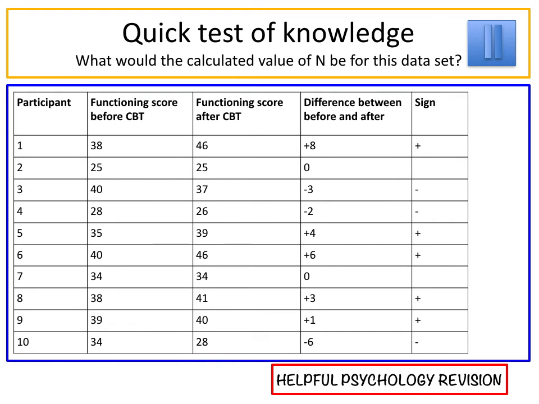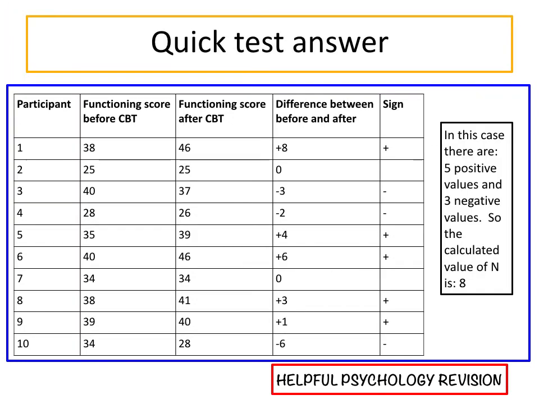So a quick test of your knowledge. What would the calculated value of n be for this dataset? You can pause the presentation now to complete this task before you see the answers. So in this case, there are 5 positive values and 3 negative values, so the calculated value of n is 8.